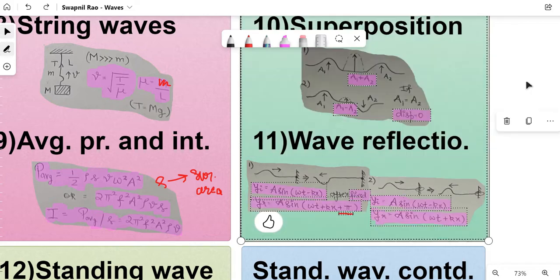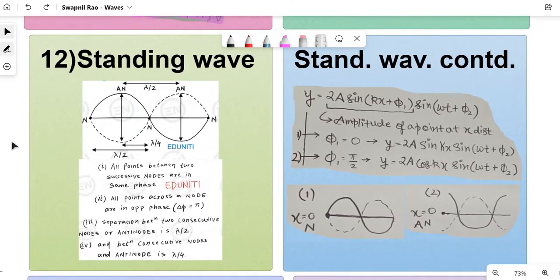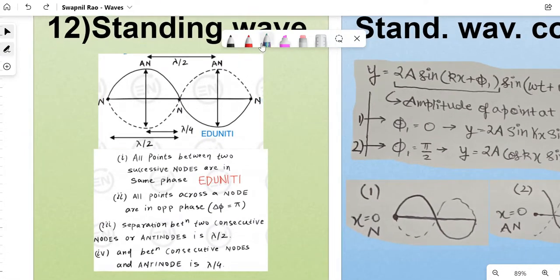So anyways, let's go to the next topic, which is standing wave. I have created two slides, as you can see over here. Both of these have been taken from EduNiti. I was not able to write this, so I just thought of using it from his channel, so I'm giving him the credit. As you can see, a standing wave looks like this. I'll just tell you what these symbols mean.